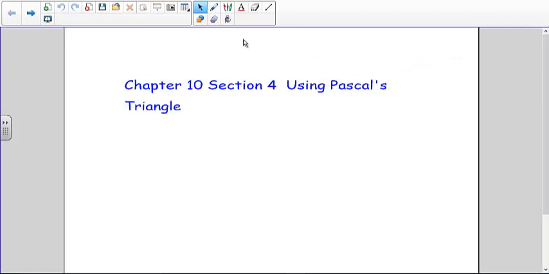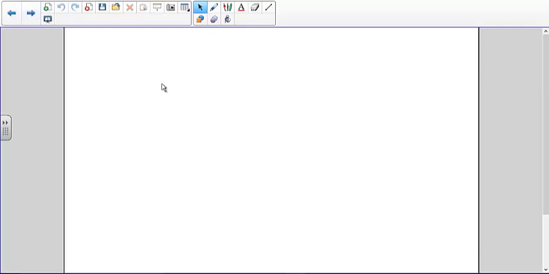Okay, so section 4, using Pascal's triangle. Pascal's triangle is a way of coming up with the numbers from the combination equation without having the equation. I'm going to demonstrate how you generate Pascal's triangle, and then we'll look at the numbers and see how those compare with the combination formulas. Okay, so that's what we're going to do in here.